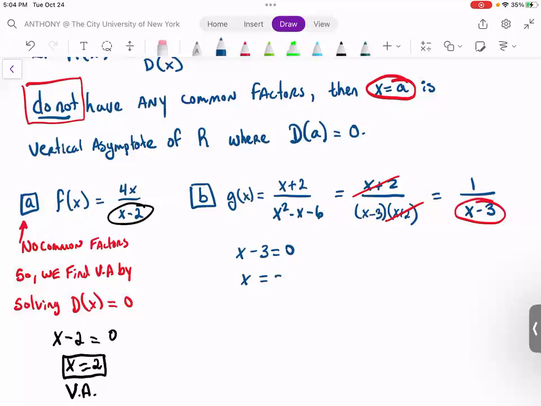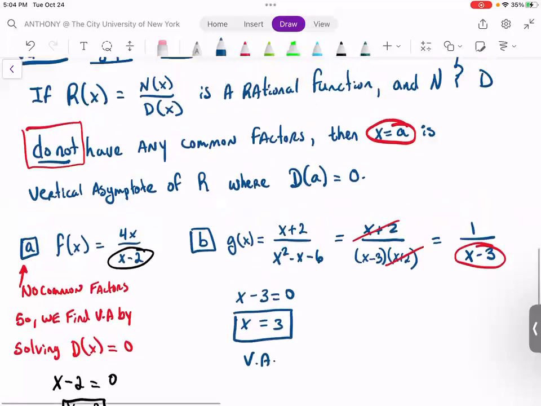X is equal to 3. So that's my vertical asymptote. Okay? So that's what my definition said earlier: if you do not have any common factors, all you got to do is just take the denominator, set it equal to 0, and solve for x. But as long as you don't have any common factors. But if you do have common factors, you got to remove them first to simplify your function. And then when you simplify your function, you can then find your vertical asymptote with what's remaining.